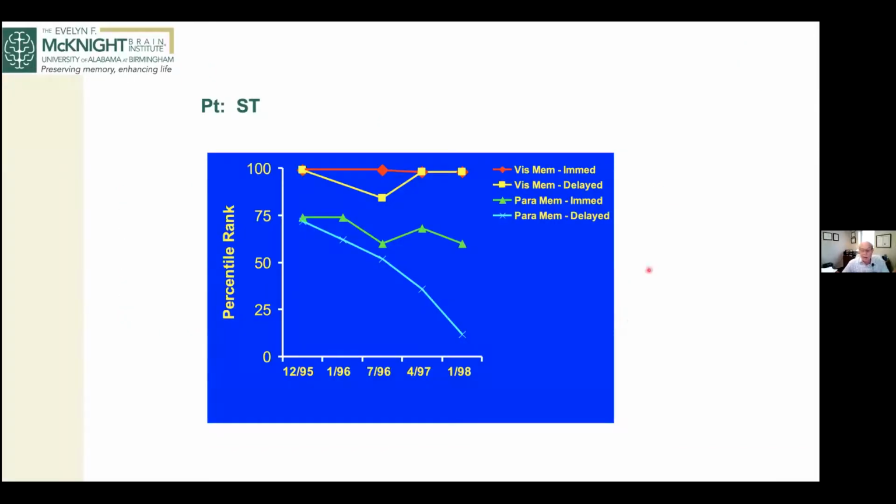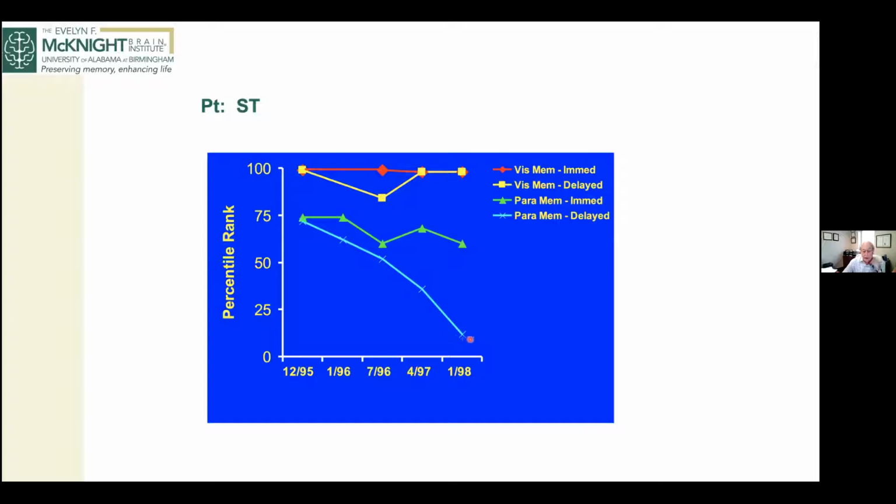I saw him on a number of occasions from 1995 to 1998. This is from the old Wechsler Memory Scale at the time: visual memory immediate, visual memory delayed, paragraph memory or logical memory immediate, and logical memory delayed. I want to show you the dissociation between visual and verbal memory. Visual memory is virtually intact for both immediate and delayed recall, whereas his immediate paragraph memory held fairly well, but his delayed paragraph memory declined over time.